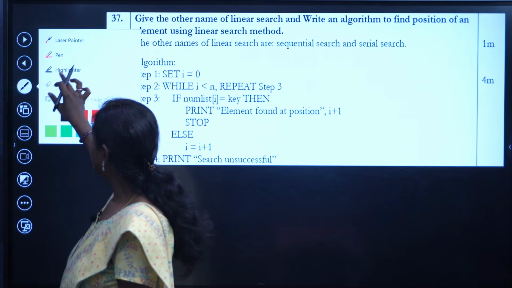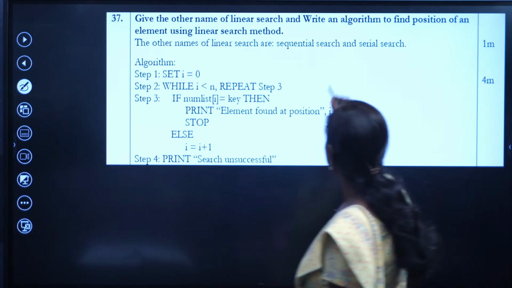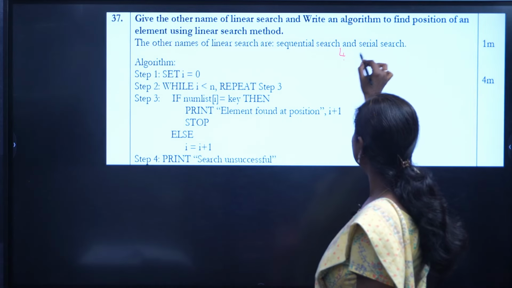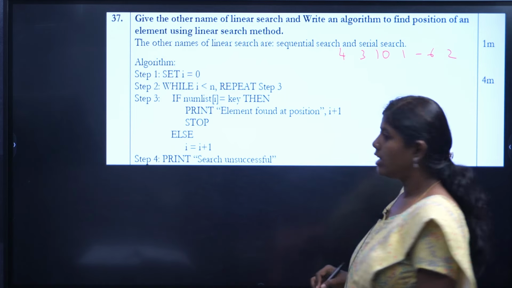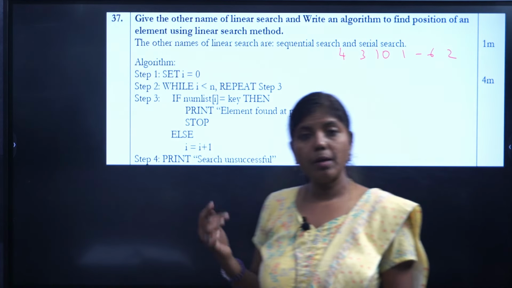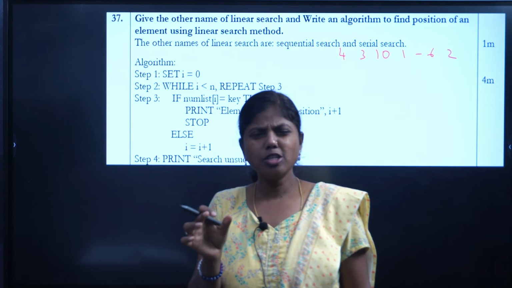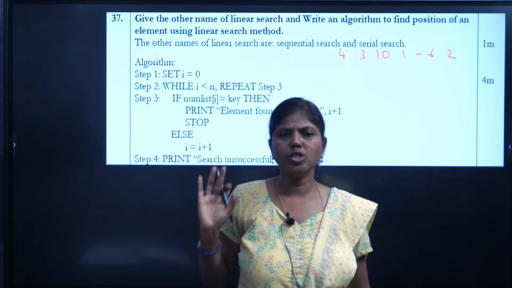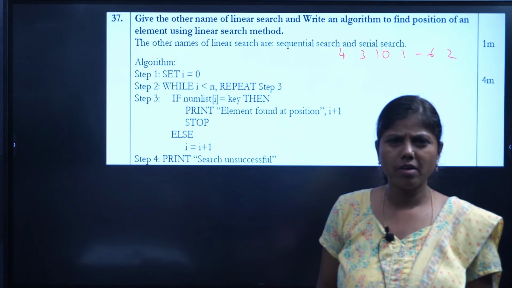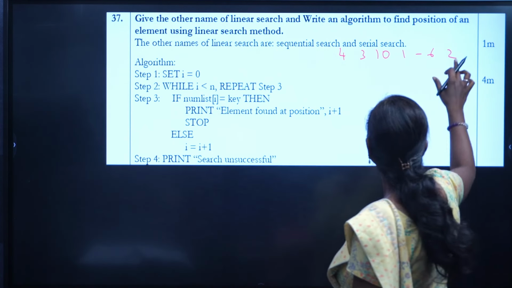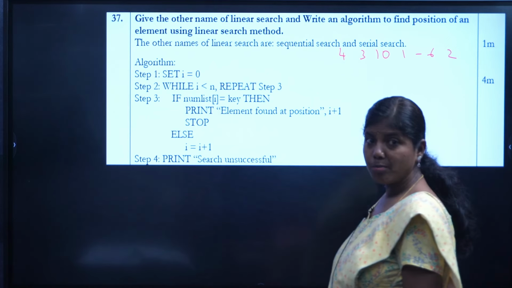So let's take an example now. I'm going to take the same example as 4, 3, 10, 1, minus 6 and 2. I just want to search the element. Remember, linear search can be applied for sorted and unsorted. For a smaller list, this search works very efficiently. For a bigger list, number of iterations will be more, right? So for example, if I want to search 2, then it will take n number of iterations.